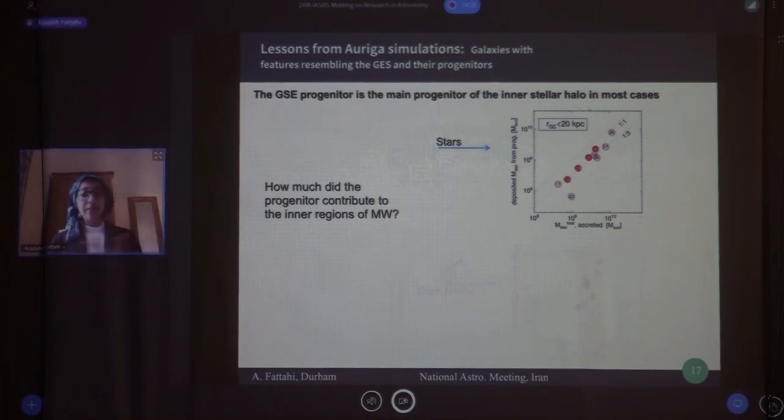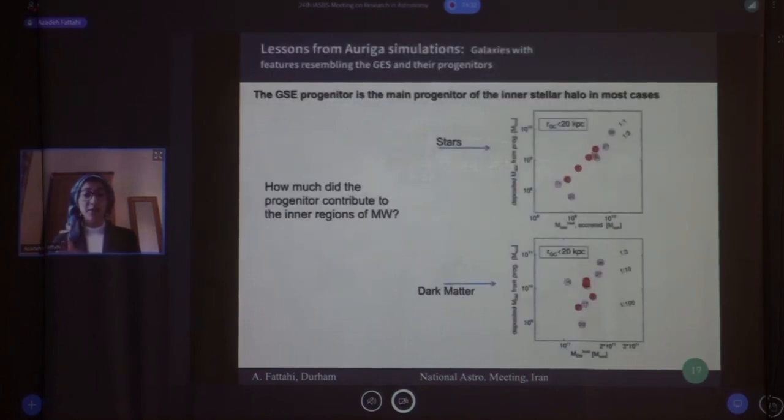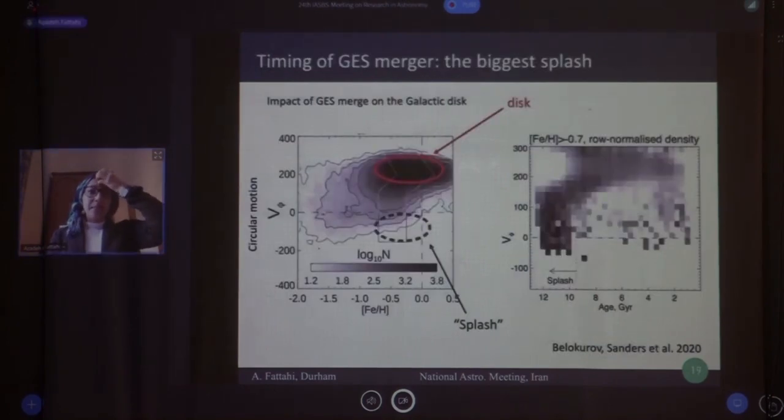Something very brief, I won't go into the details because it's not the topic of my talk today: the dark matter content of those dwarf galaxies and how much they contribute to the dark matter halo. The short answer is the dark matter contribution is way less. If their stellar contribution was 30 to 50%, their dark matter contribution is between 1 to 10%. I won't go into the details of why that's the case. The short answer is it's related to the stellar mass halo mass relation. Briefly, actually, I'm going to skip this because of the time.